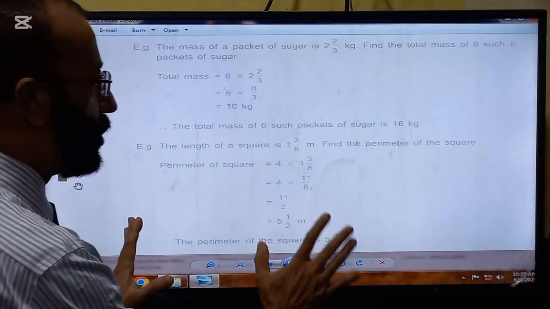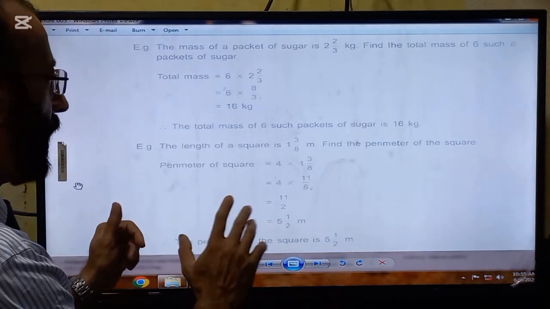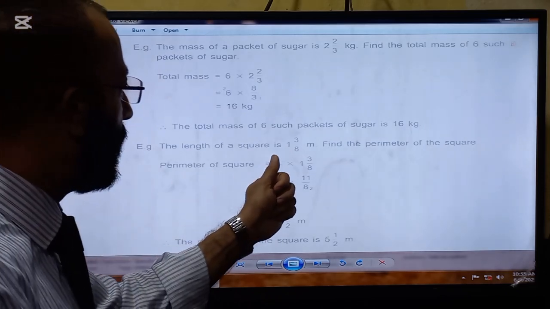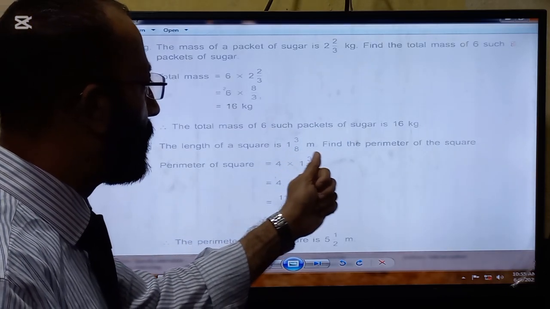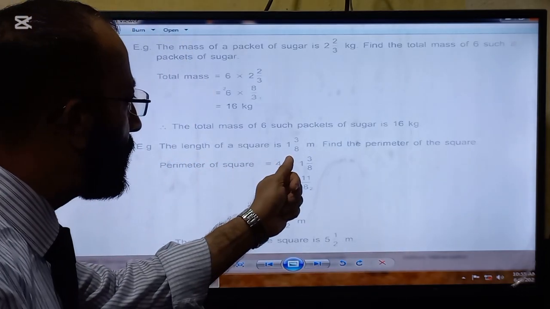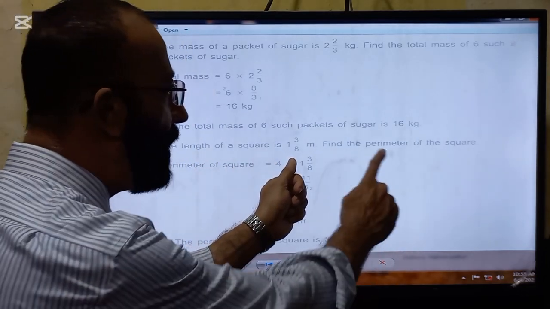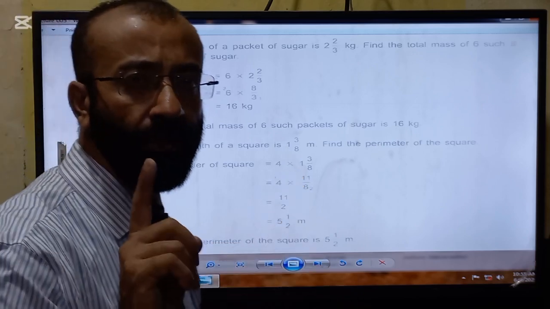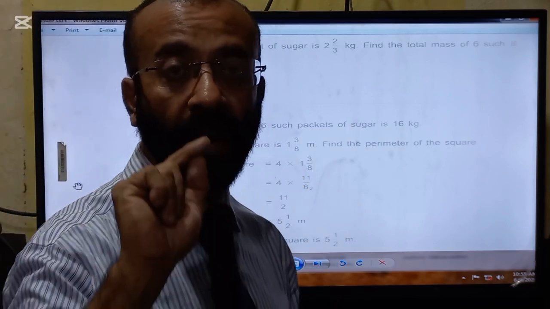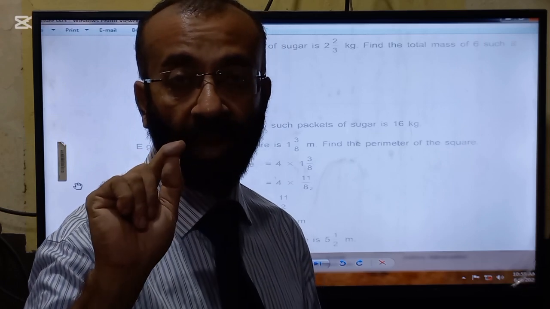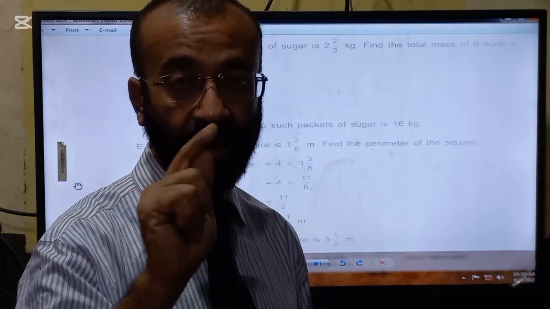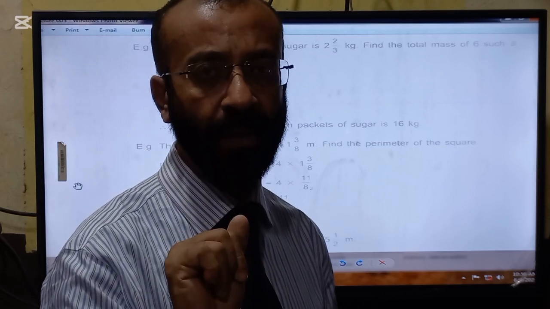So look at this question. In this question also, here comes a small technicality. The length of the square is 1 whole number 3 by 8. Find the perimeter of the square. So the length of the square is given and the perimeter is the requirement. So you have to know the formula for the perimeter of the square. The perimeter of the square formula is 4L, where L is the length of any one of the sides.